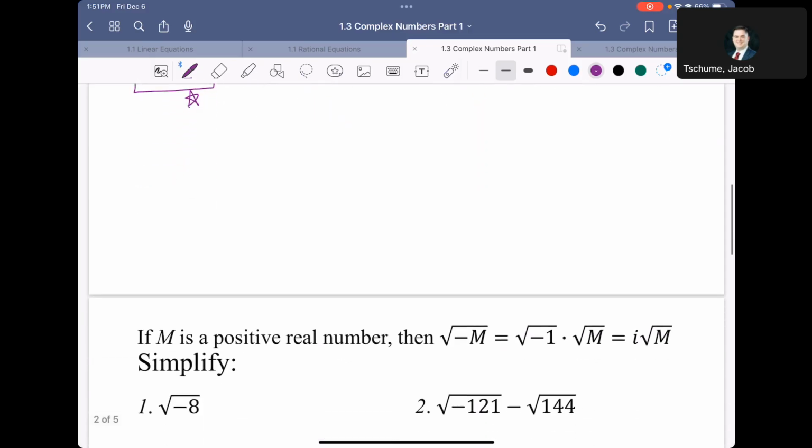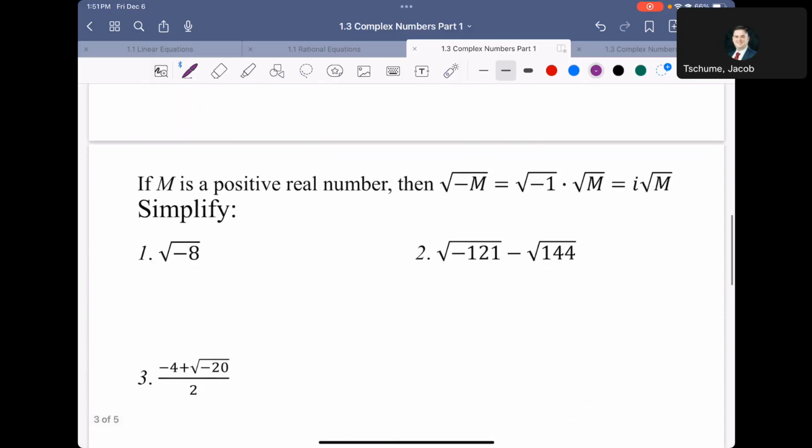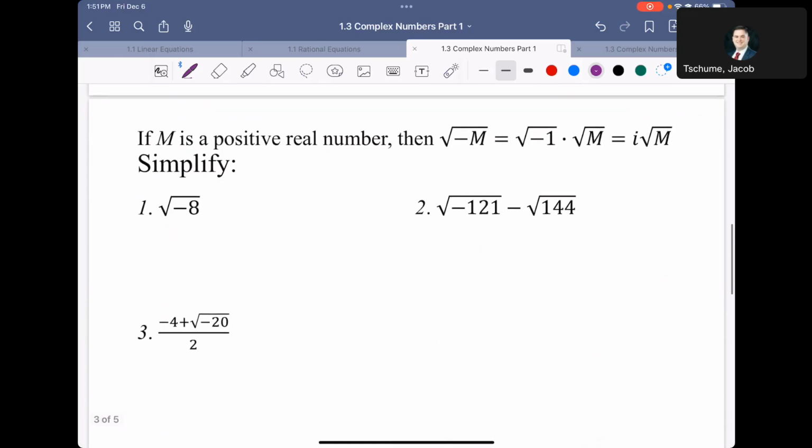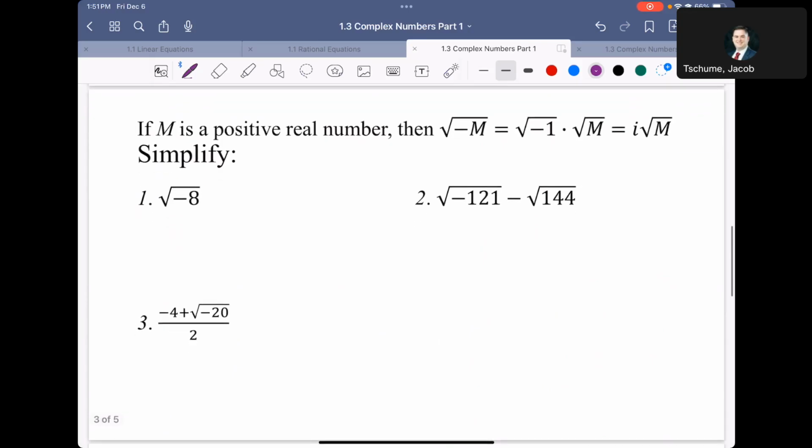Now, what I would like to do here is simplify a few square roots that involve the imaginary unit so that you're prepared for this as well. So starting with number 1, it says take the square root of -8. Now before we get into that, you might notice up at the very top, I show you a breakdown of how to handle the square roots of negative numbers.